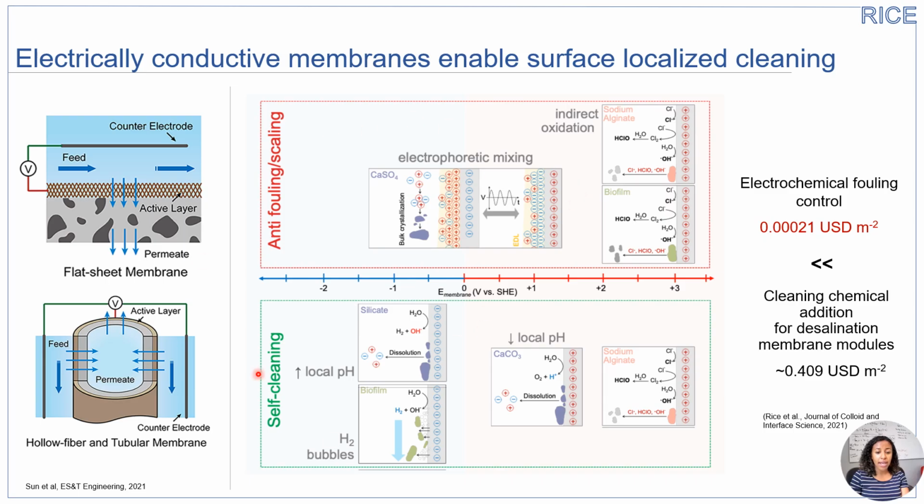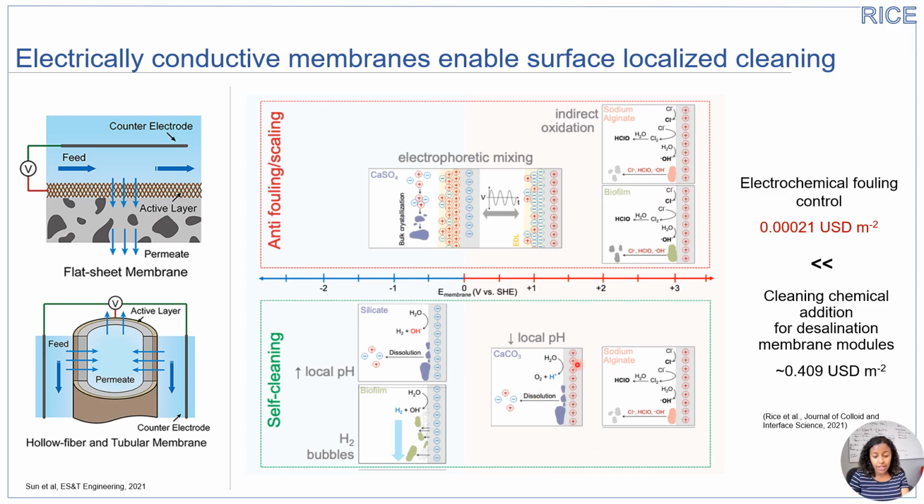For example, when negative potentials are applied, the membrane surface can repel negatively charged foulants, or water splitting reactions, that you can see in the bottom left of this graph here, can generate hydrogen bubbles that actively scour or remove things that have adhered to the surface. A change in the pH at the surface that accompanies the water splitting reaction can also help dissolve some types of inorganic scale. On the anodic side here, there can be direct or indirect oxidation of organic foulants and bacteria that reduces their attachment and can actively remove them.